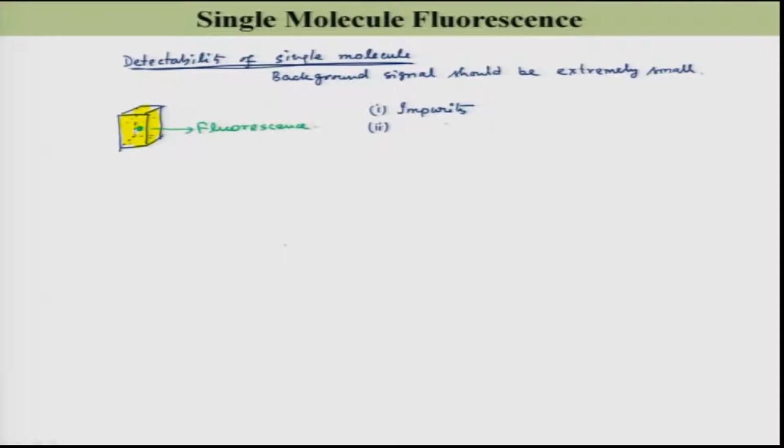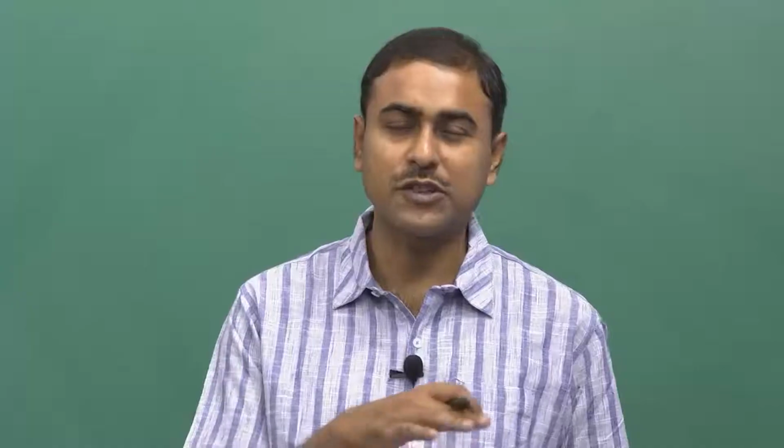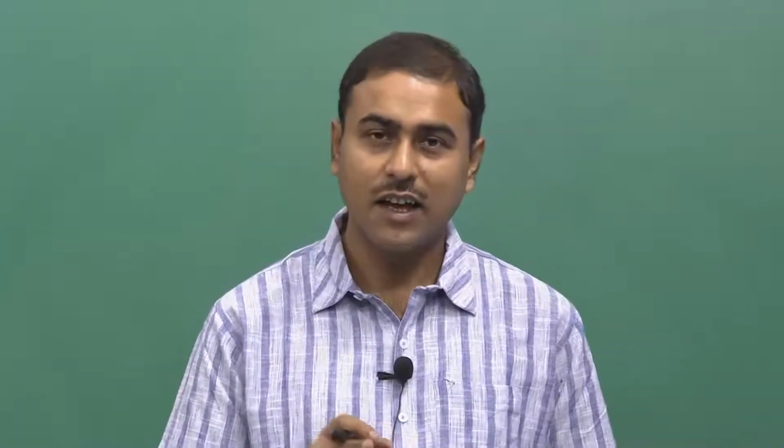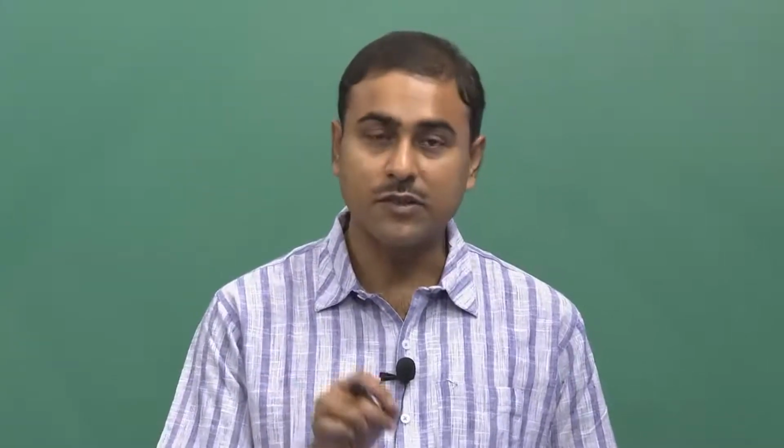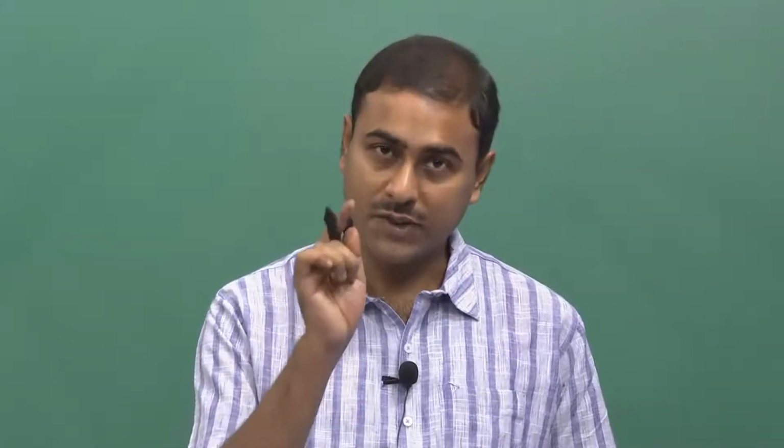Second, let us say emission from the optical components. When you excite, in the fluorimeter you have several optical components with coatings and so on, and they also sometimes emit a little bit of different colors of light. That also has to be taken care of, because you are going to detect the photons from a single molecule, remember that.